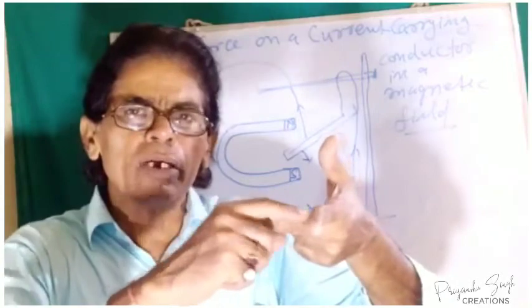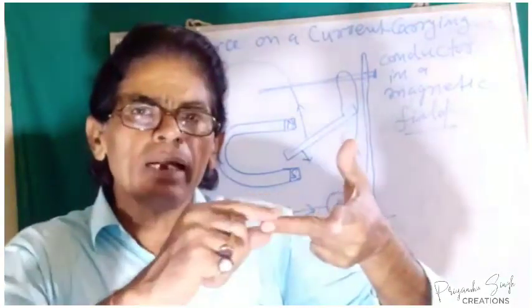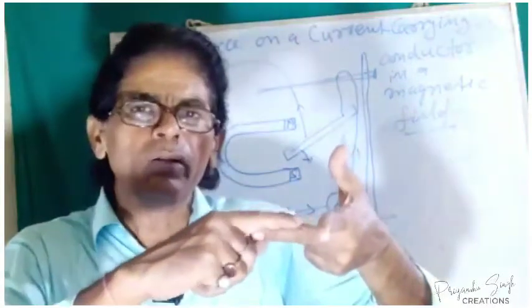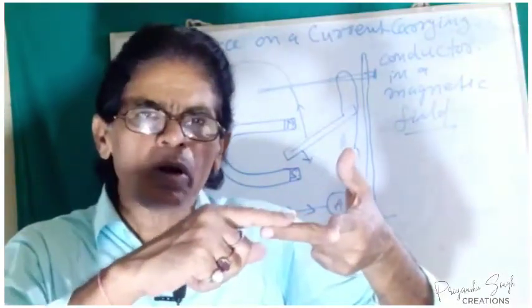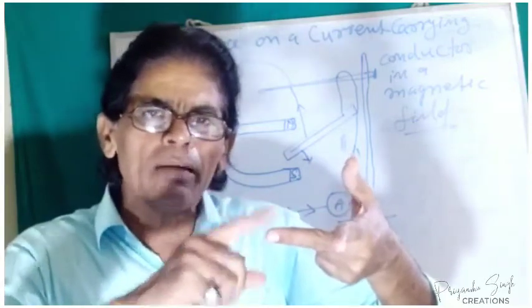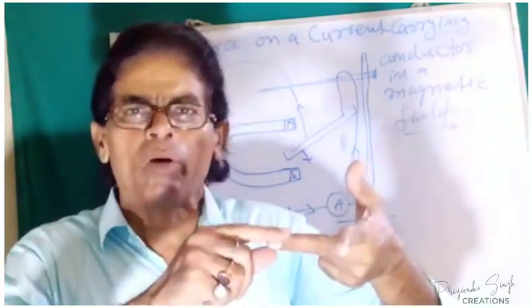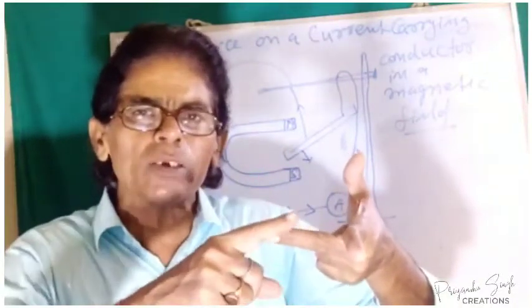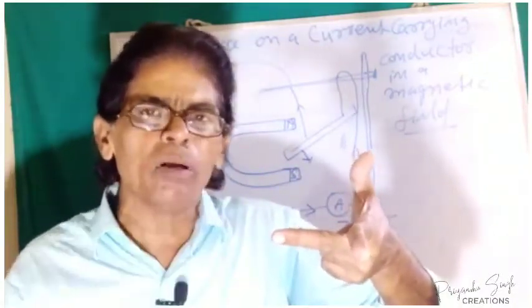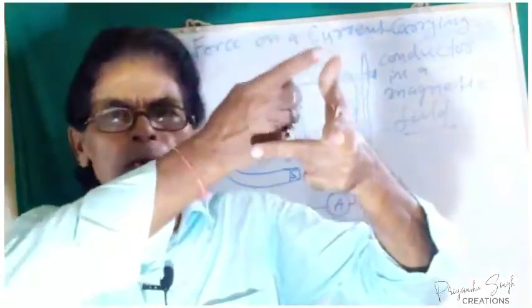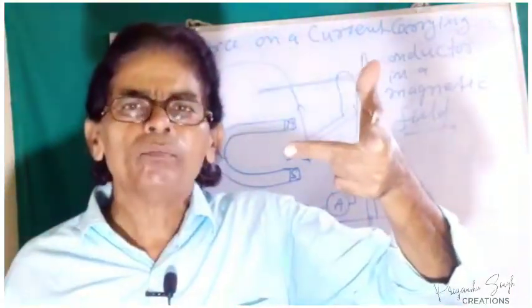Means if it was initially like this, then after passing the current, the conductor, this middle finger, may be considered as the current carrying conductor, which is mounted on the aluminum rod along its length. Then the deflection will be observed in the aluminum rod in the direction of this thumb. That is, after passing the current, the aluminum rod will be deflected in the upward direction, along the direction of the thumb.